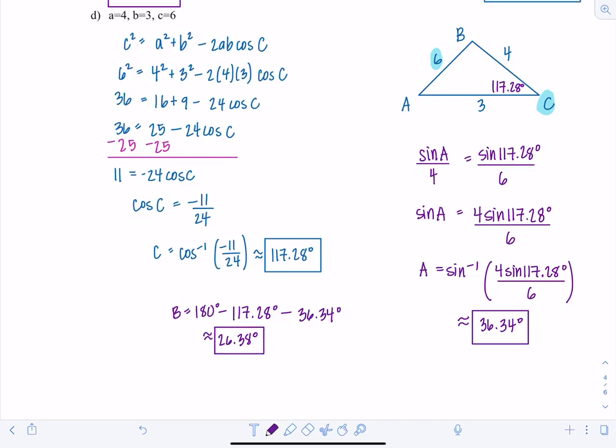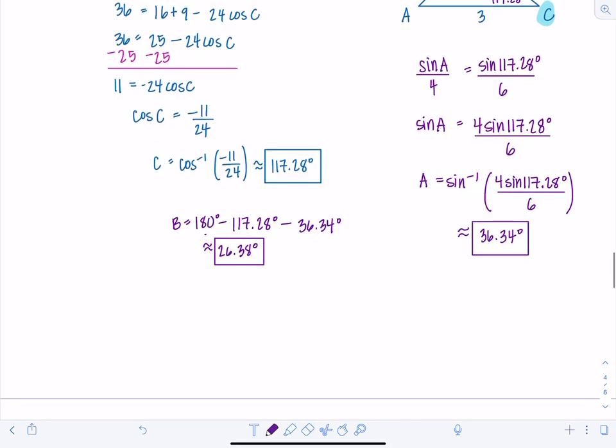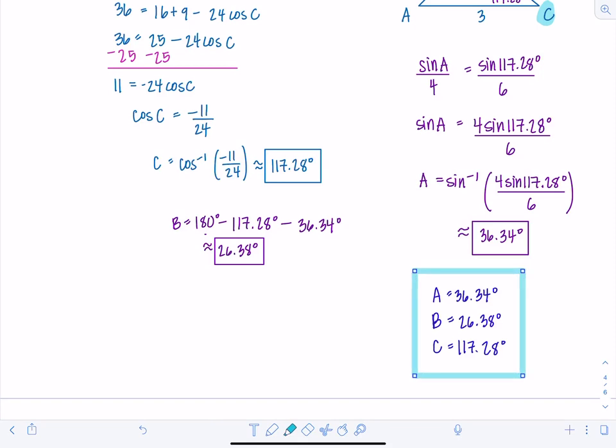Okay, so then let's list our final answer, everything all together. So A, let's do a different color, let's do this blue. A is 36.34 degrees. B is 26.38 degrees. And C is 117.28 degrees. Okay, good. So now you've seen how to solve all 4 cases. Case 1 and 2 from the previous lesson using law of sines, and then case 3 and 4 with the law of cosines. Now, how about an application?